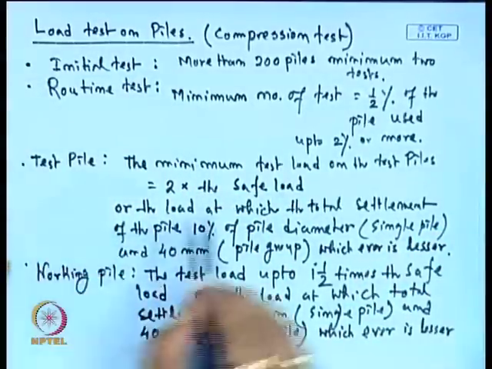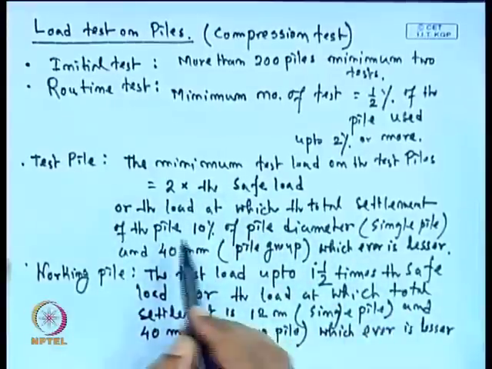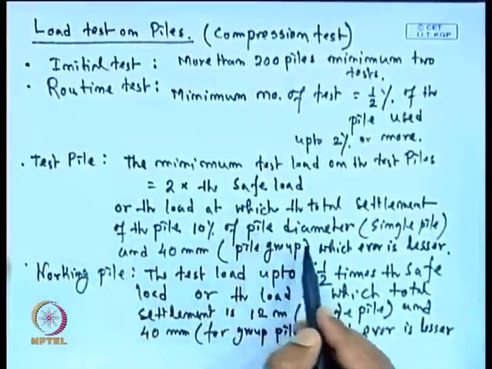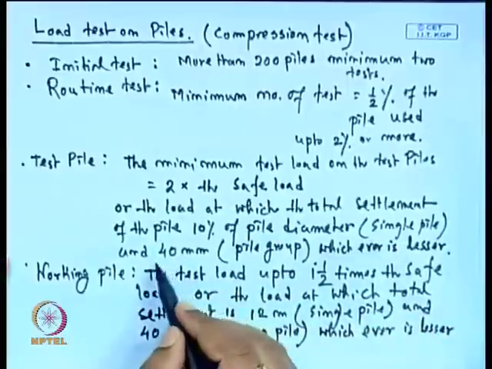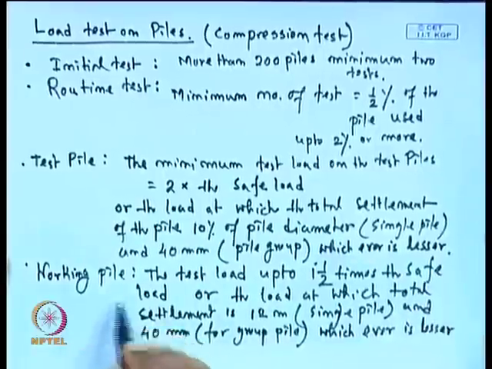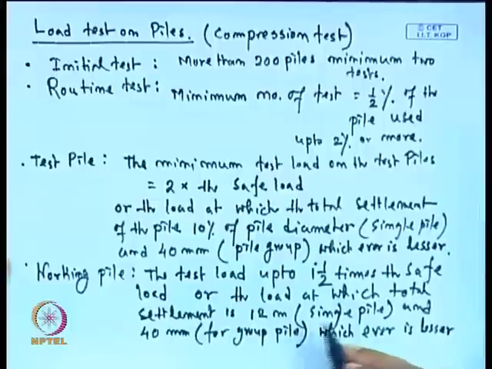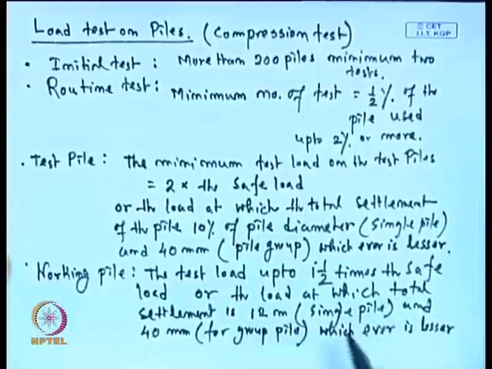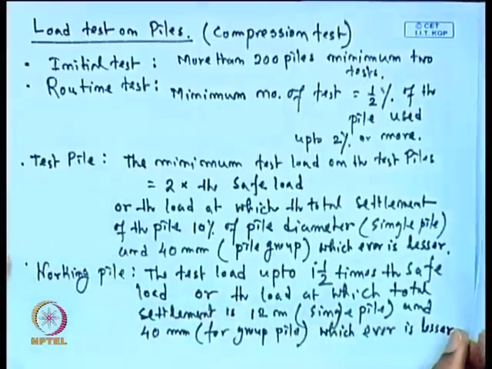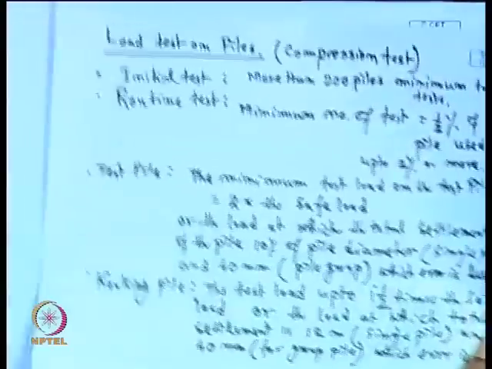In the test pile, the minimum test load is 2 times the safe load, or the load at which the settlement attains a value of 10% of the diameter for a single pile, or 40 millimeter for the group pile, whichever is lesser. And for the working pile, the test load is up to 1.5 times the safe load, or the load at which the total settlement is 12 millimeter for the single pile, or 40 millimeter for the group pile, whichever is lesser. So, these are the conditions for the different tests and the different types of piles used for the pile load test.